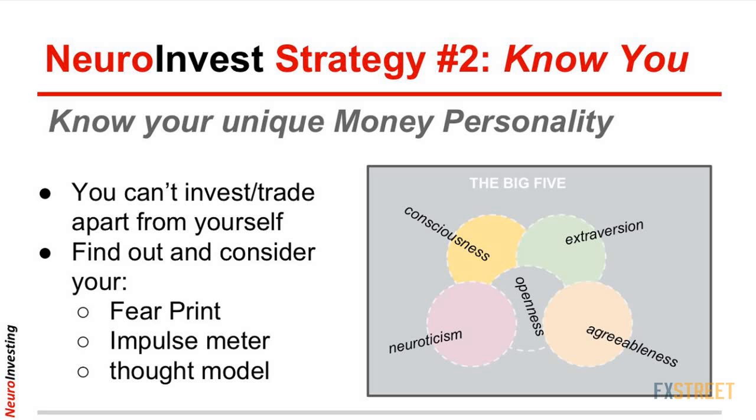So we need to know where our fear print is, and that will help us to work with the amygdala, which is the fear neural network in our brain, so that together we can neutralize it or tweak it or modulate it, so that we can make decisions and invest at a more neutral emotional level.